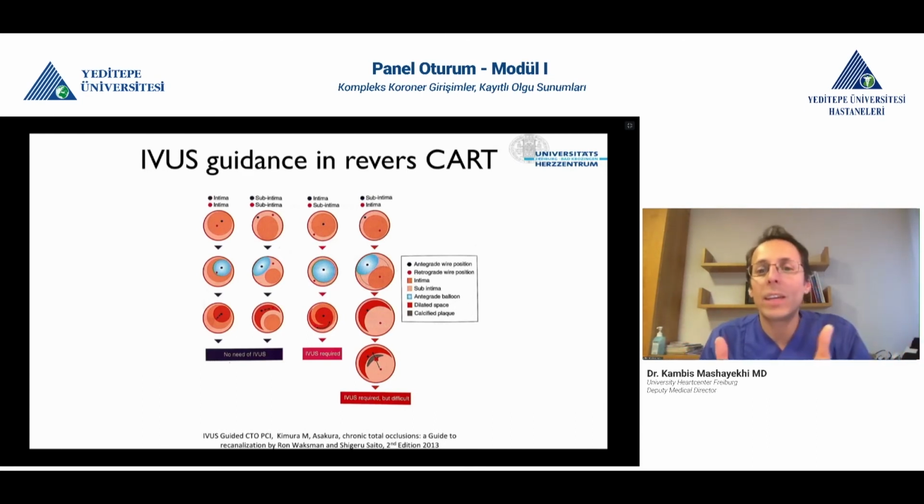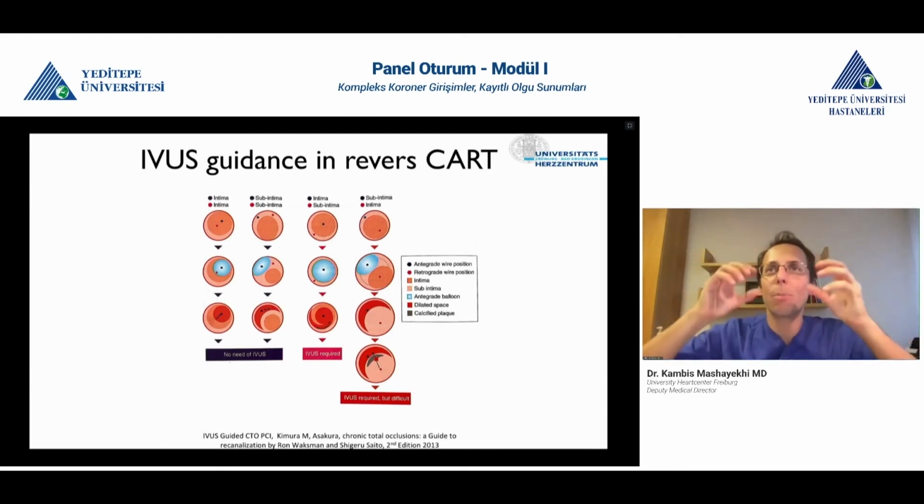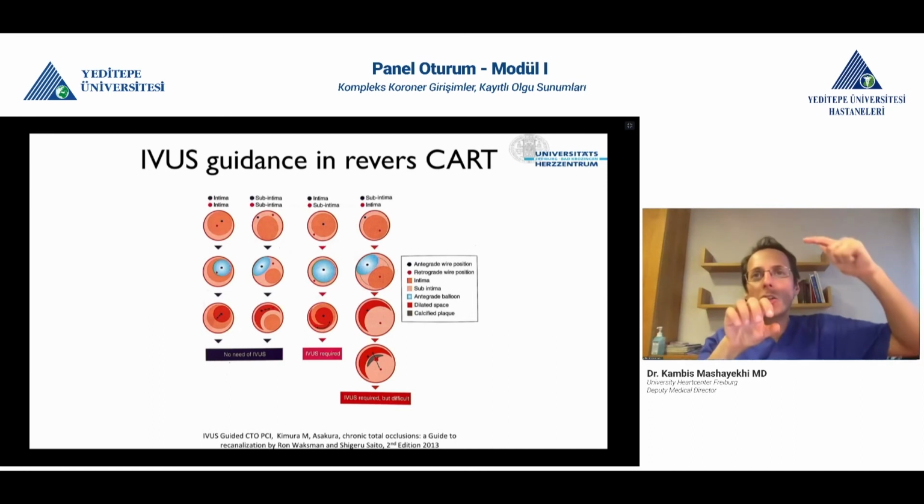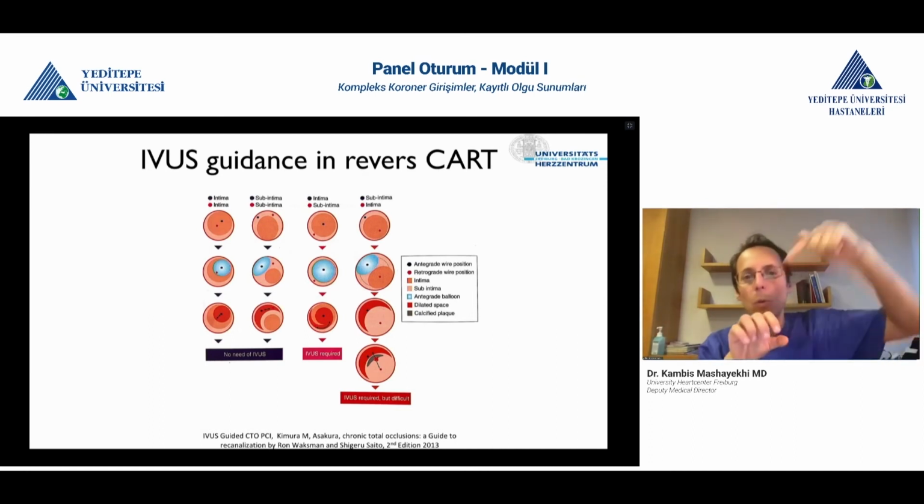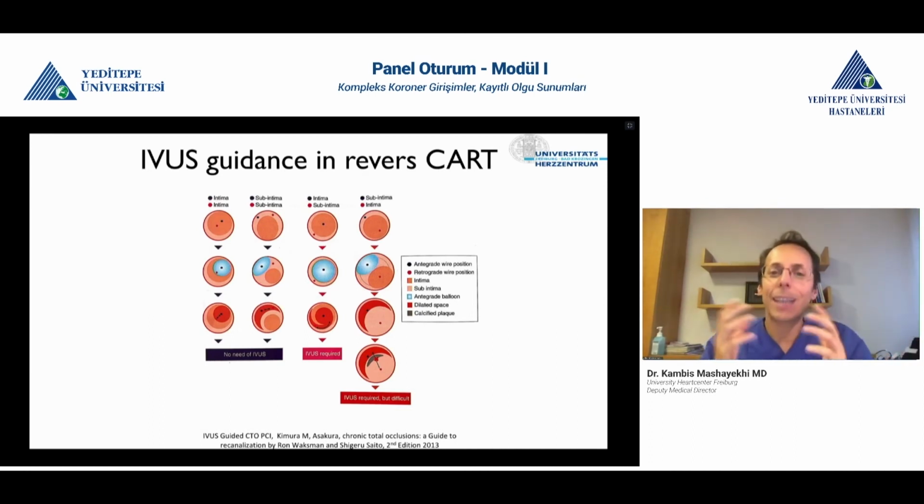So now it's getting complex. If the antegrade wire is intraplaque and the retrograde is subintimal, you have the media in between. So you have to puncture through subintimal space to the intima. And this can happen if you're taking a big balloon, which makes an intraplaque dissection. So your balloon must be as big as the vessel to make an intraplaque dissection.